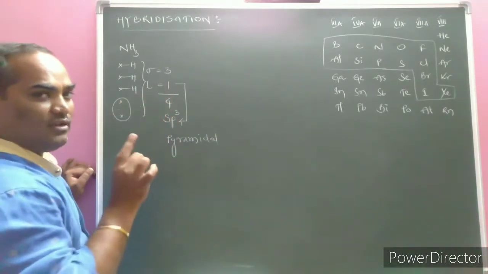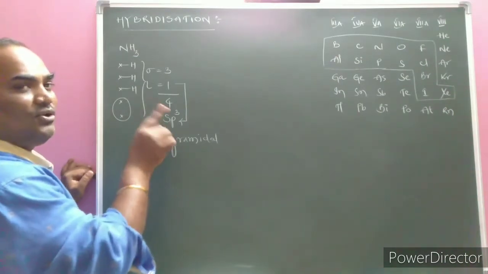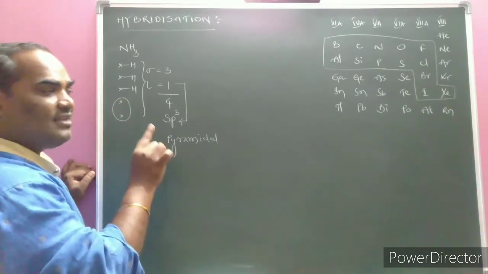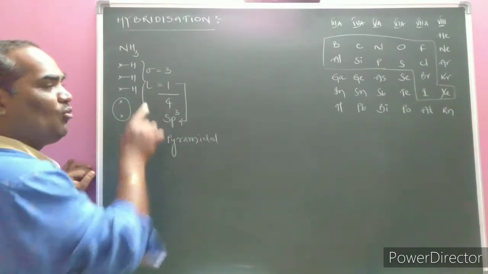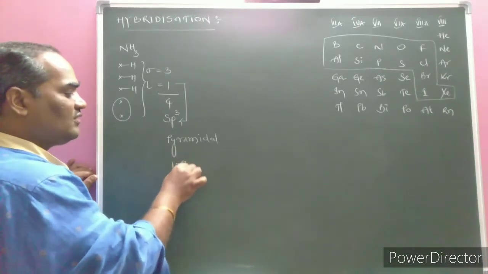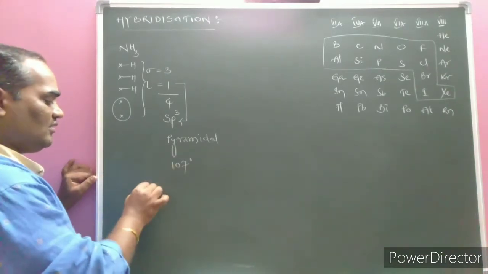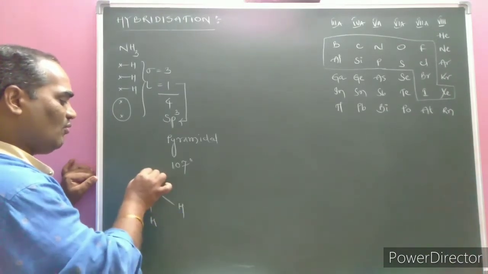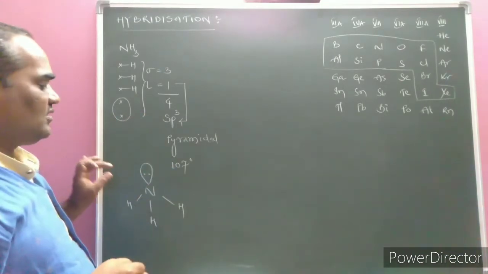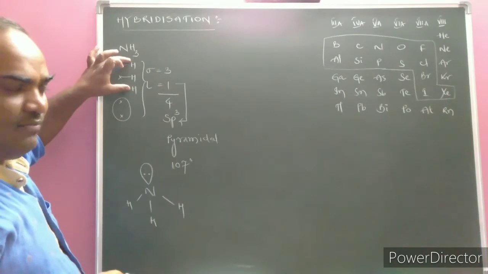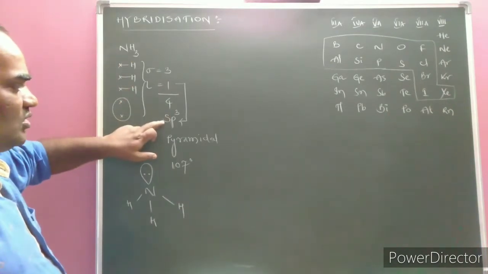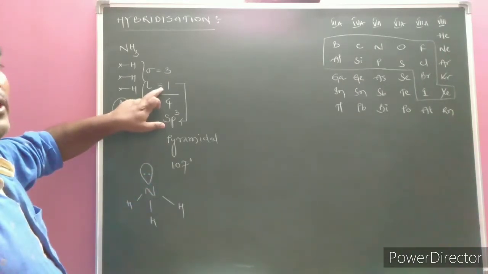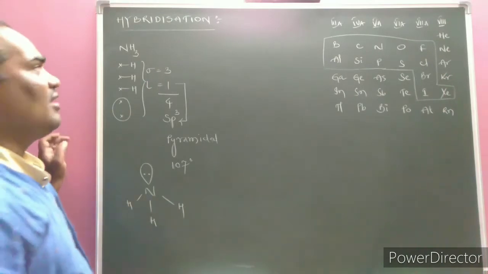If 4-0 is there, we call it 109 degrees 28 minutes, but due to the repulsion between lone pair and bond pair, the bond angle is less than 109 degrees 28 minutes. In ammonia, approximately 107 degrees is the bond angle. The structure is nitrogen with 3 hydrogen atoms presented like this and one lone pair of electrons like this. The central atom has how many bond pairs? 3. How many lone pairs? 1. Hybridization is sp3, shape is pyramidal, bond angle is less than 109 degrees 28 minutes, and lone pair is 1. Like this we can calculate the hybridization.